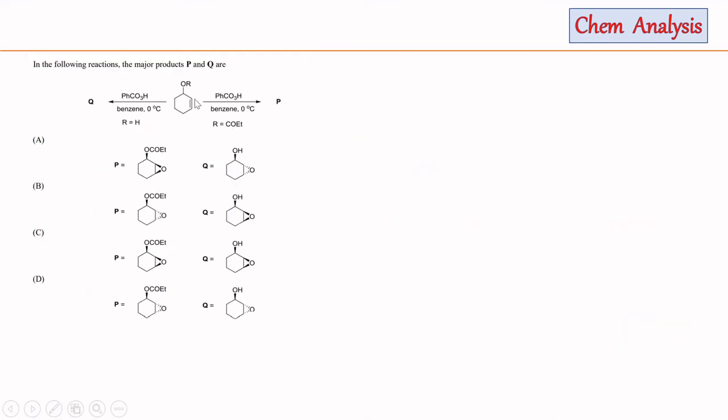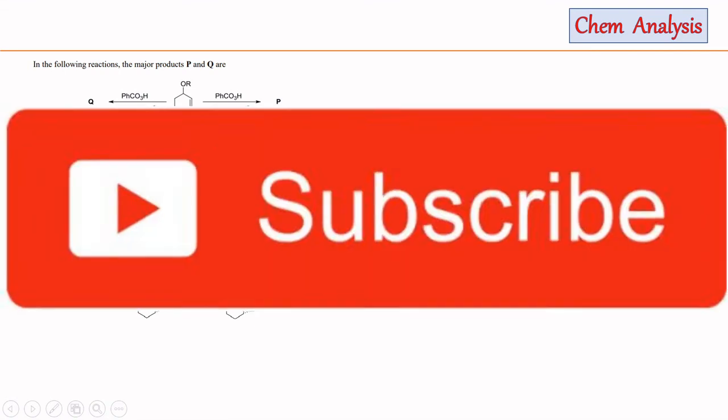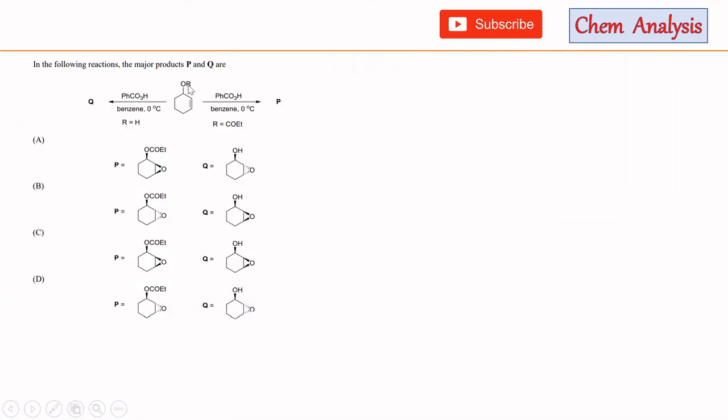Here it is given an allylic ether or allylic alcohol, and it is treated with benzoic acid. That means the given condition is for epoxidation, and we have to tell about the orientation of the epoxide ring with respect to this OR group.